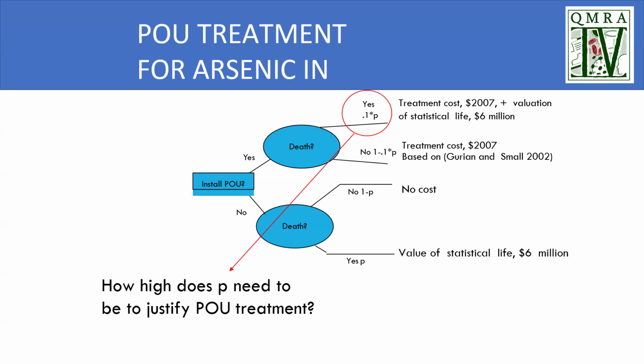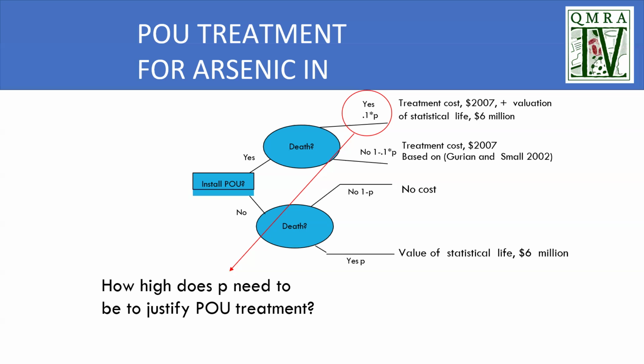So if there is a death and we installed it, our cost is going to be the cost of the point of use device, which we assign as $2,007, plus the value of the statistical life, which from this study we assign as $6 million. If there's no death, our probability is going to be the complement, which is 1 minus 0.1 times P. And the cost here will only be the treatment cost since there's no resulting death.